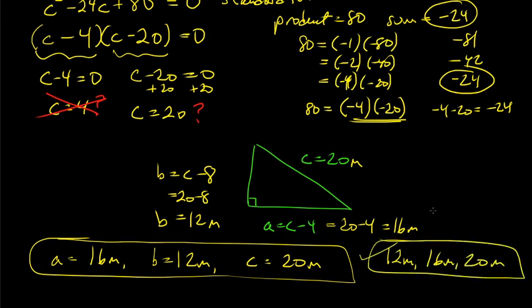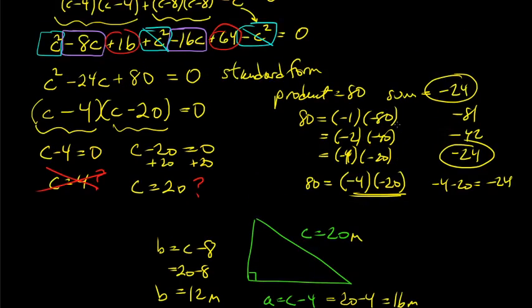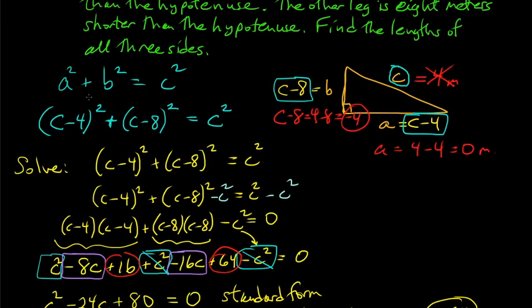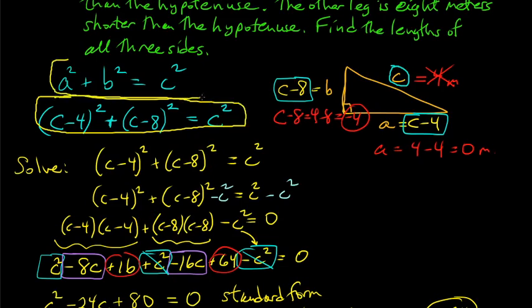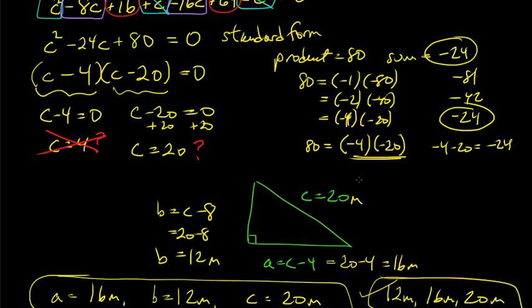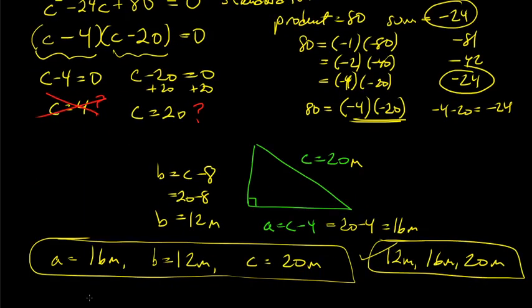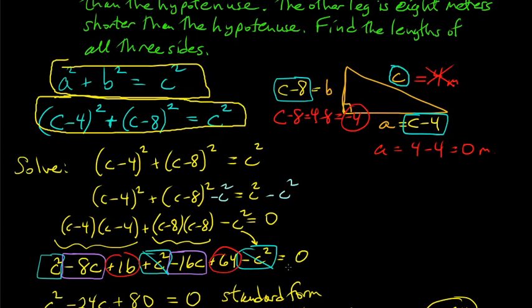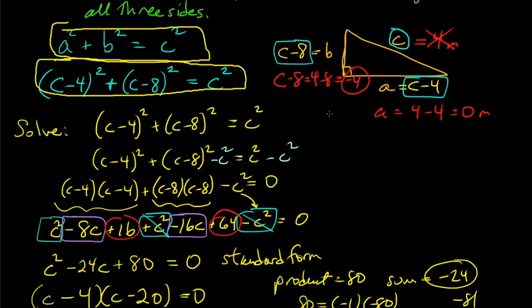You can double check by plugging it back into the original equation here. Or at this point, you can even do this. So what did I say? A is 16, B is 12, C is 20. So as a check, let's do 16 squared plus 12 squared. Is that really equal to 20 squared?